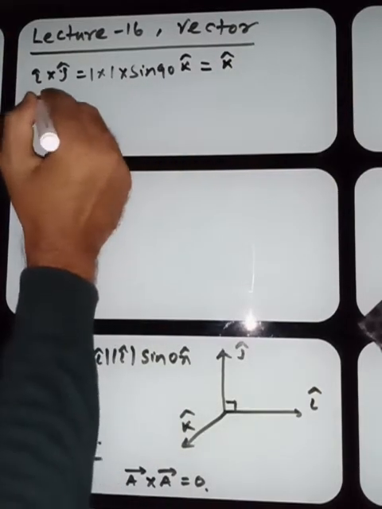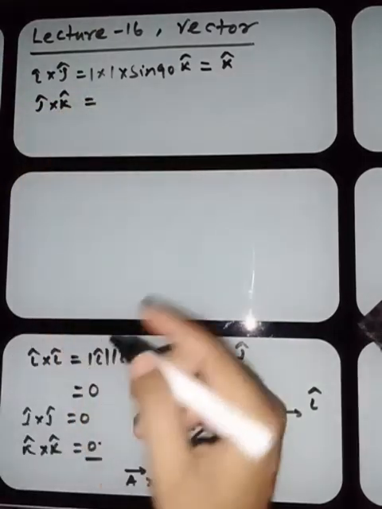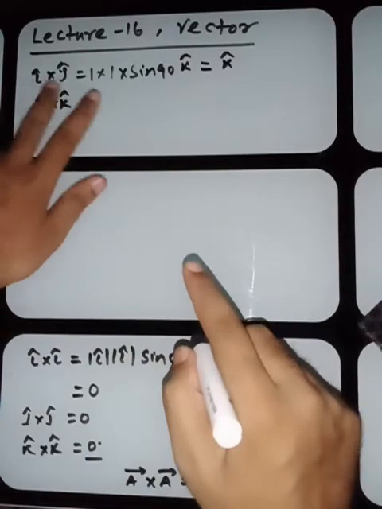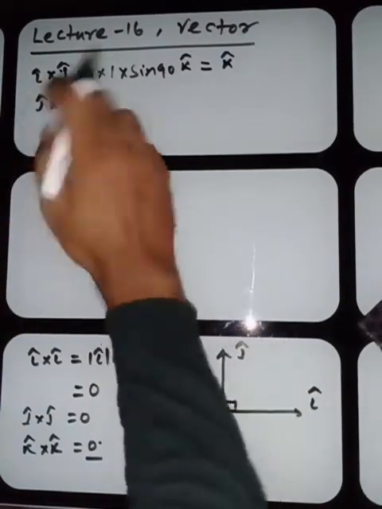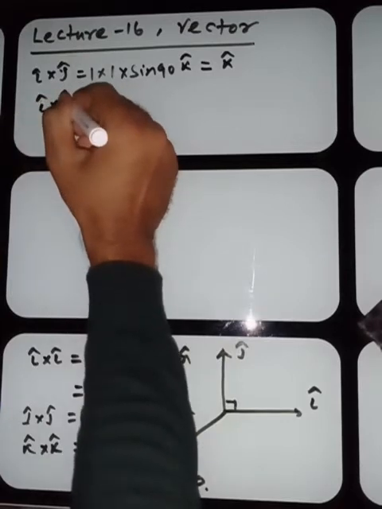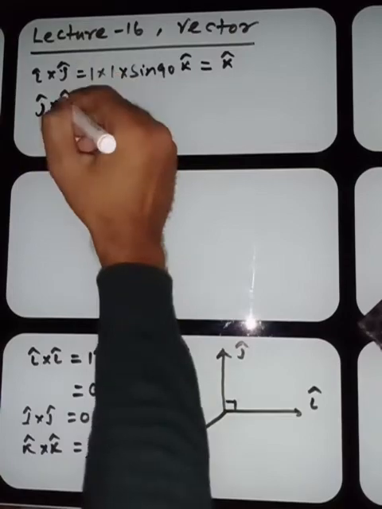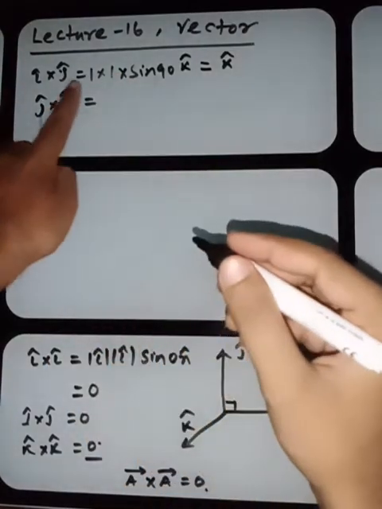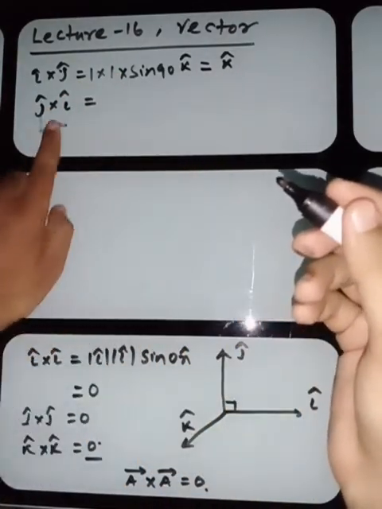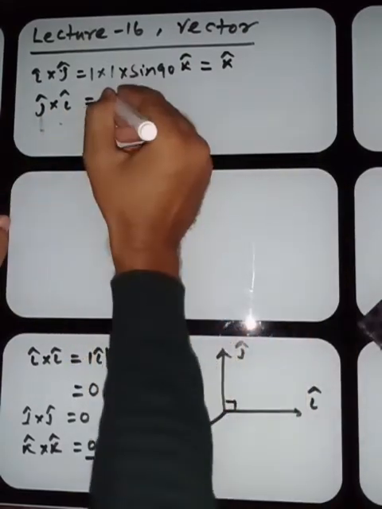What will be j cross i? We know that a cross b equals minus b cross a. It means i cross j, sorry, here. I'm really very sorry, i and j. Okay. If i cross j is k cap, then j cross i, what will it be? So j cross i will be minus k cap.